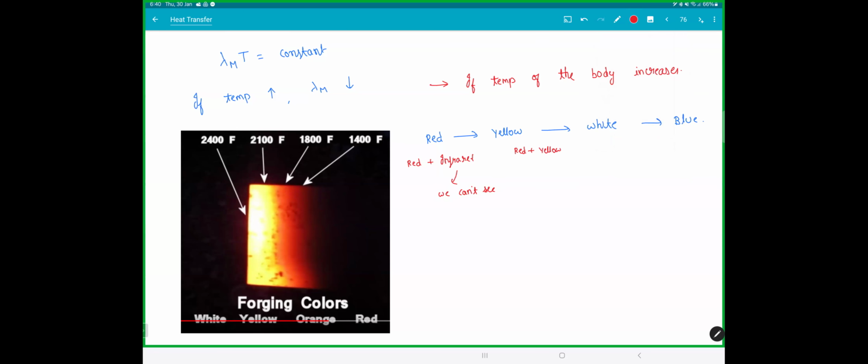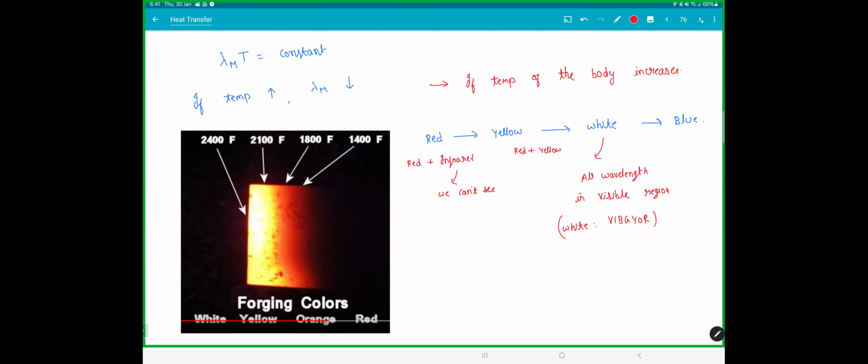Now, what is white exactly? White is not a color, you know that? When you say white, it is simply all wavelengths. That means when the body emits VIBGYOR, you get white. This is all wavelengths in the visible region. So white is nothing but that; if you get all these colors, we call it white.